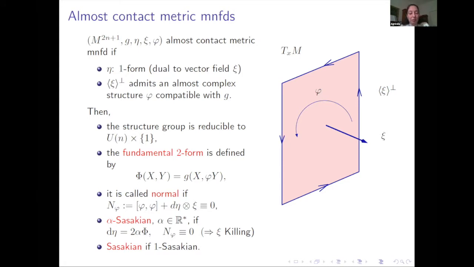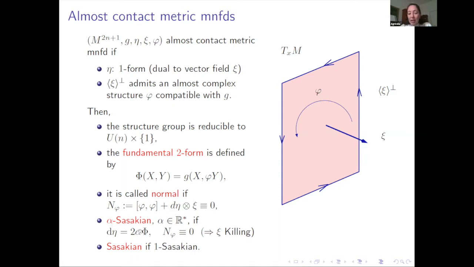And then you can define it to be normal, which would just be the integrability condition, basically on the cone, right? The cone is going to have even dimension. And there's a particular property, namely, this is going to be called alpha Sasakian if there's a non-vanishing real constant alpha, such that d eta is actually two alpha times phi, phi being the fundamental two-form above. Okay, so d eta and phi are just the same. And it has to be integrable, so vanishing Nijenhuis tensor, we want to call it like that. And in fact, these two conditions together will imply that the Reeb vector field is a Killing vector field. And here and all the time afterwards, Sasakian always corresponds to the choice alpha equal to one.